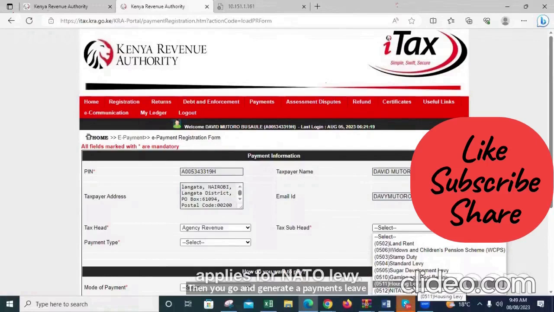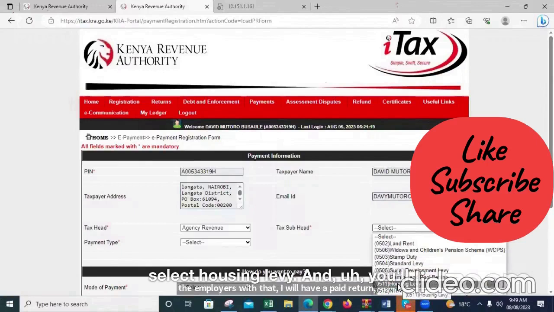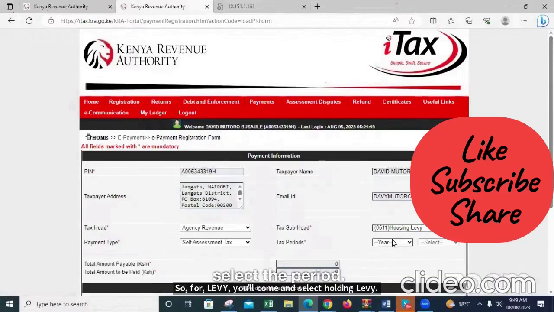The same principle applies for NITA levy. We don't allow you to pay NITA levy until you file a PAYE return, especially for the employers who have a PAYE return. So for housing levy, you'll come and select housing levy, and you'll select the period.